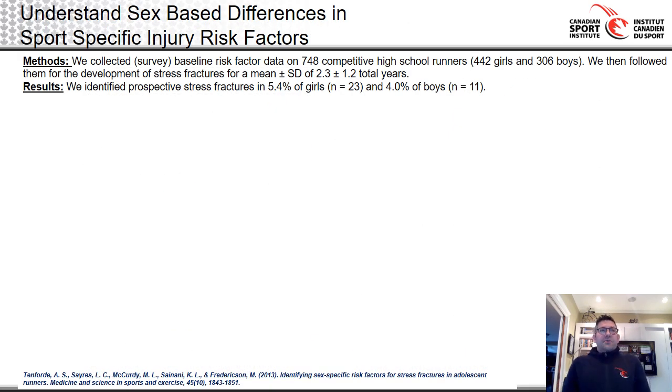So let's jump in a little bit in understanding sex-based differences in sport-specific risk factors. This is a study done in about 800 competitive high school runners, so about 400 girls and 300 boys, where they followed them for the development of stress fractures prospectively over about a 2.5-year period. During that period, they found about 5% of the girls got a stress fracture and 4% of the boys got a stress fracture.